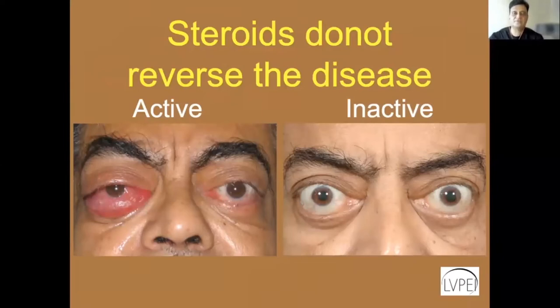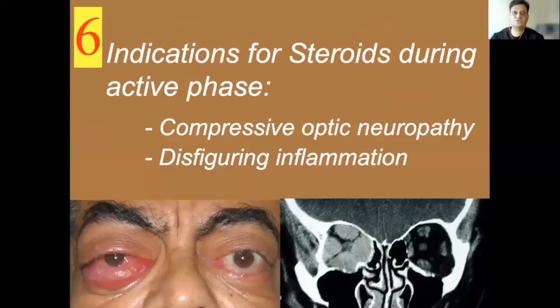Steroids only reduce the inflammatory signs. They do not reverse the proptosis or the lid retraction. The steroids merely fast forward the active phase so that you can land into the inactive phase sooner so that you can start managing the disease surgically. So the indications for steroids during the active phase, in my personal opinion, are compressive optic neuropathy and disfiguring inflammation.